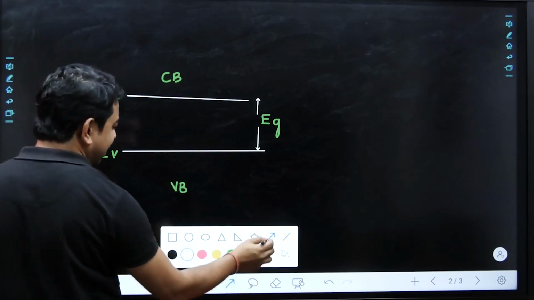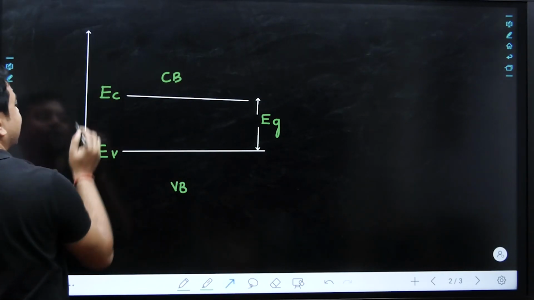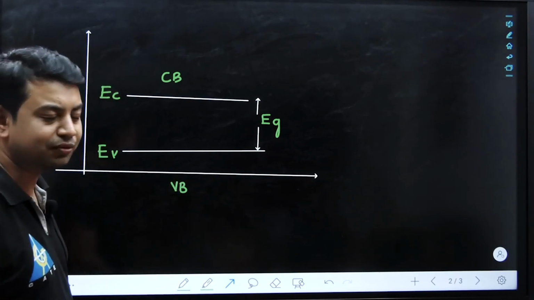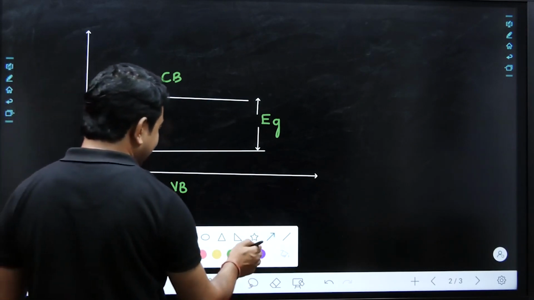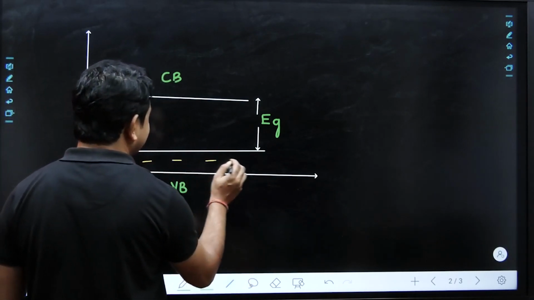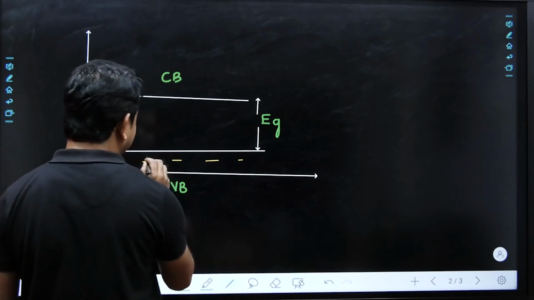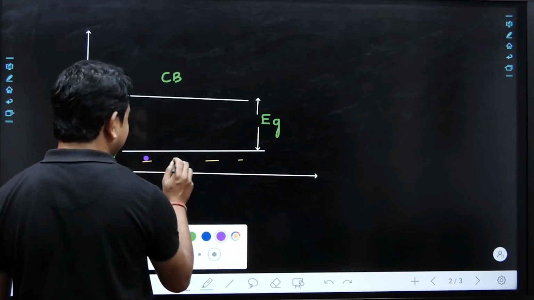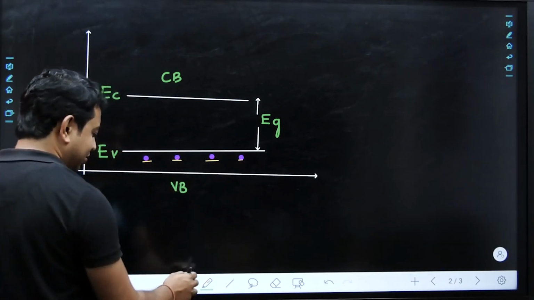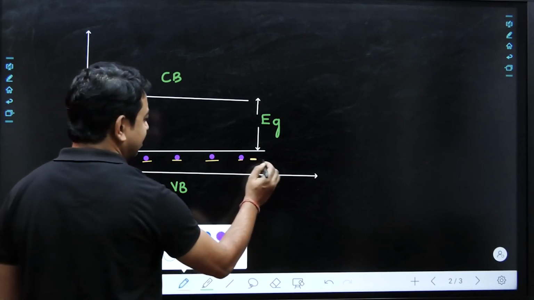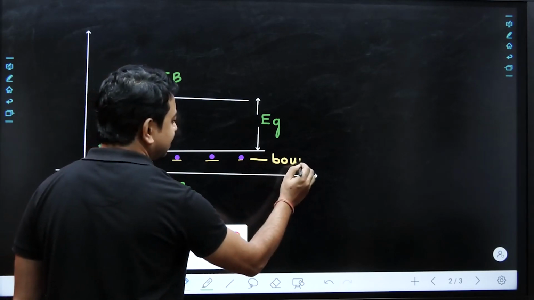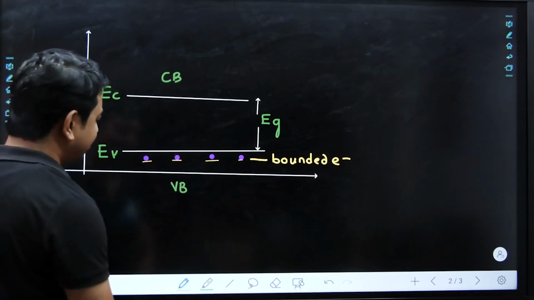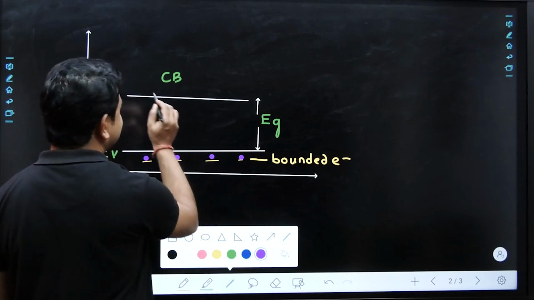I have drawn an energy band diagram so that you can properly connect how the energy band diagram can be used for the analysis of the semiconductor. We have many energy states here, and in these energy states we have electrons like this. These electrons are known as bonded electrons.